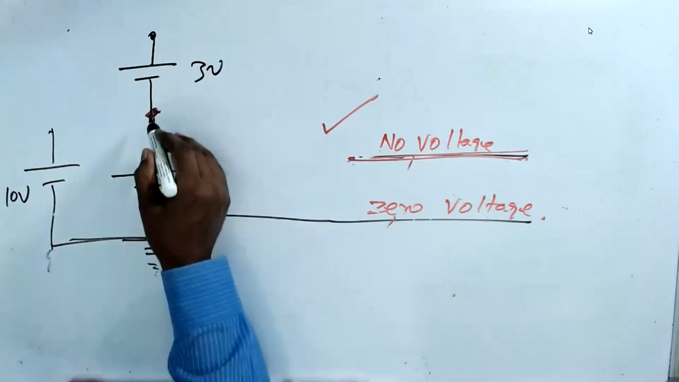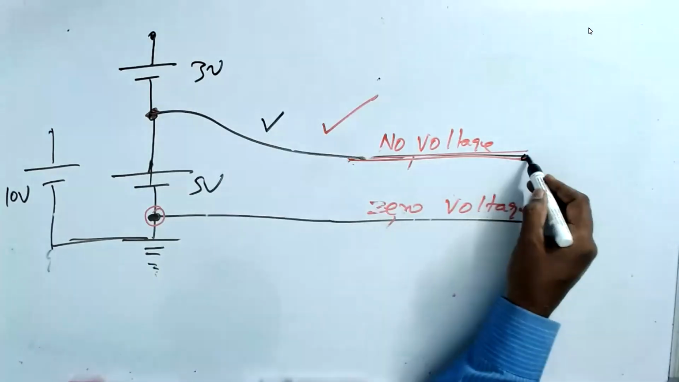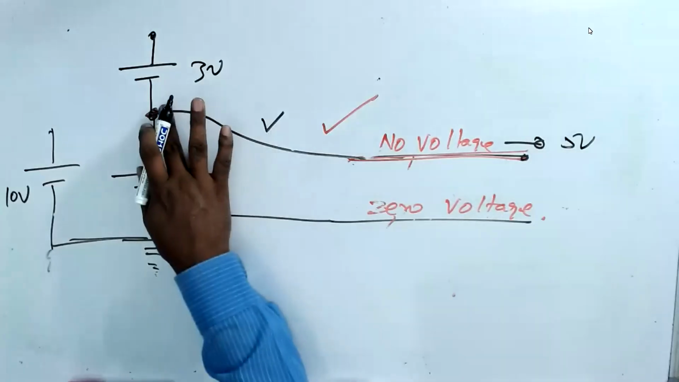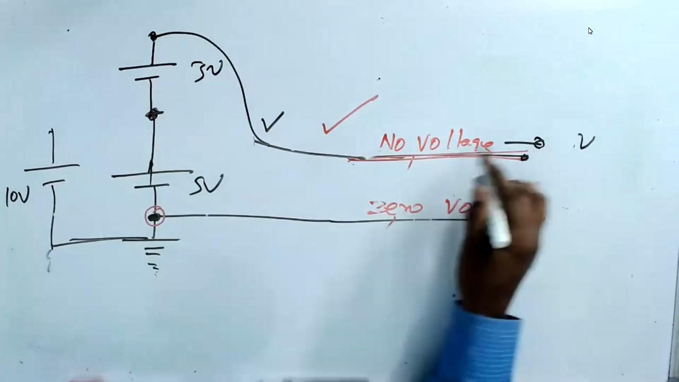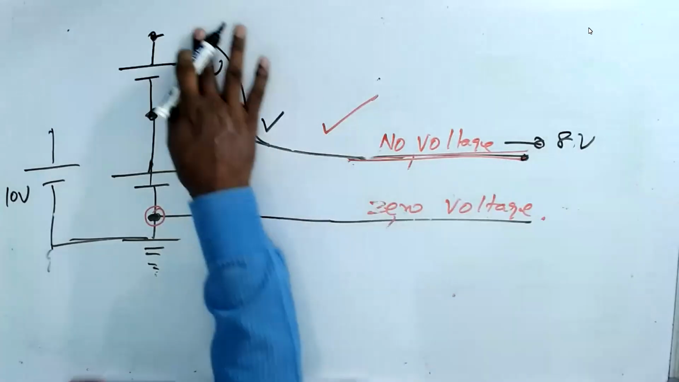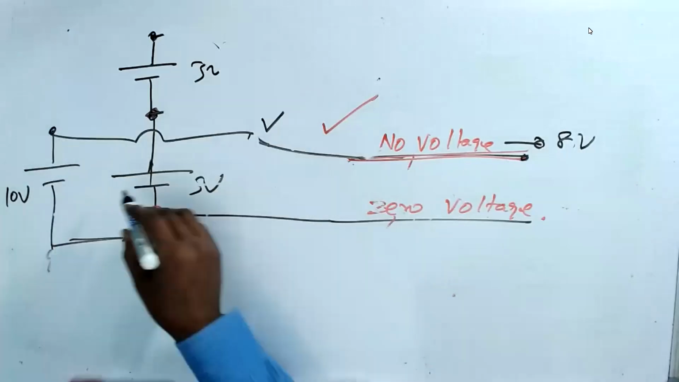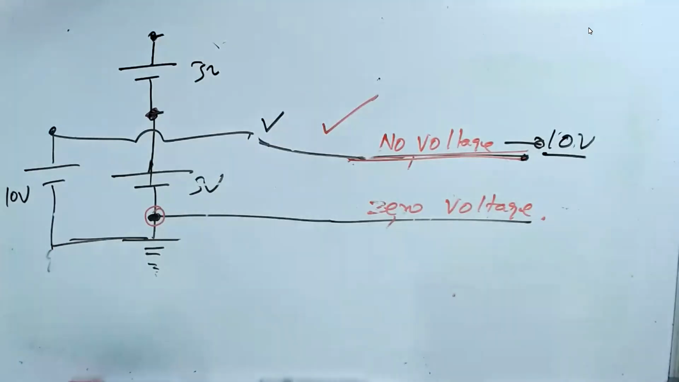Now, I can connect to this. This is legal. This wire now becomes no voltage to 5 volt. I can connect this wire. Now no voltage becomes 8 volt. I can connect this one. Now no voltage becomes 10 volt. You understand now? These are all legal.